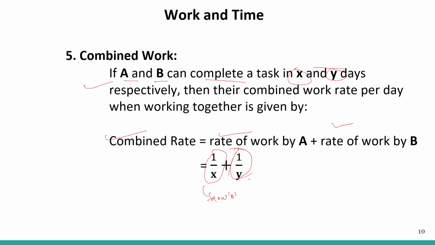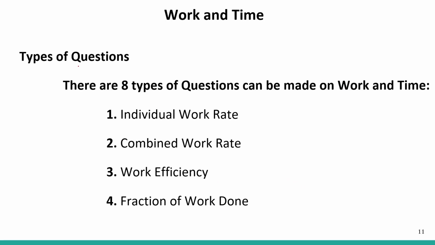Rate of work of A, rate of work of B. So let's see the types of questions. There are actually 8 types of questions that are basically asked on work and time. The first case is individual work rate. The second one is combined work rate, that is, two different people or two different tasks are there. That kind of question is called combined work rate.